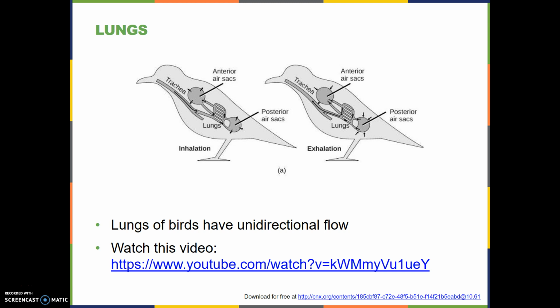Lungs in birds have a unidirectional flow, and you can go back to the slides and watch the video on your own. But the lungs have a unidirectional flow. In other words, air is going to enter the trachea and the anterior and posterior, the lungs, and then the anterior and posterior air sacs. And then from there, in these air sacs, the oxygen will enter into the blood, and the carbon dioxide will leave the blood and enter the air sacs.